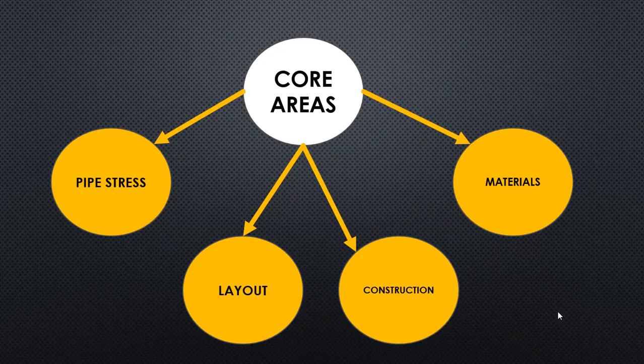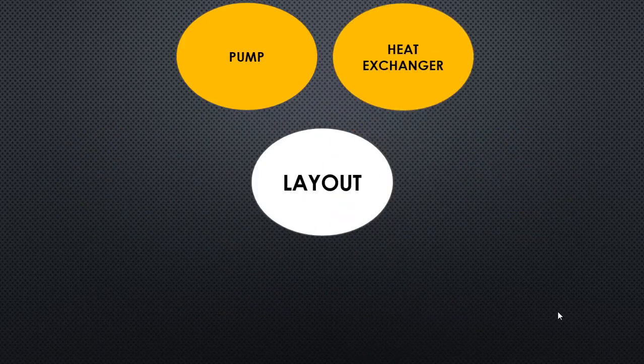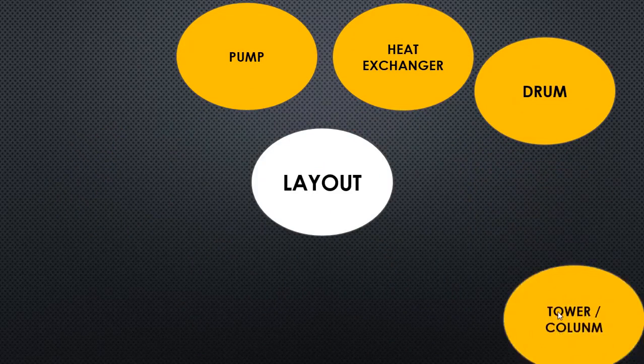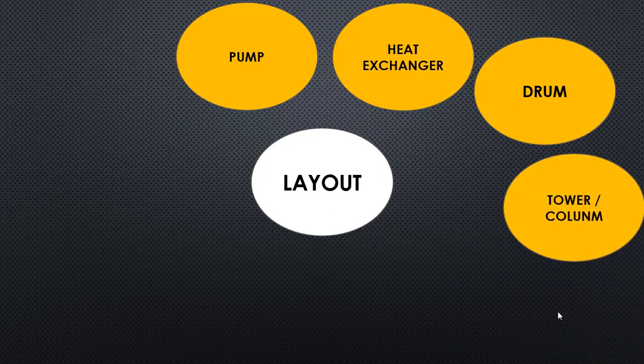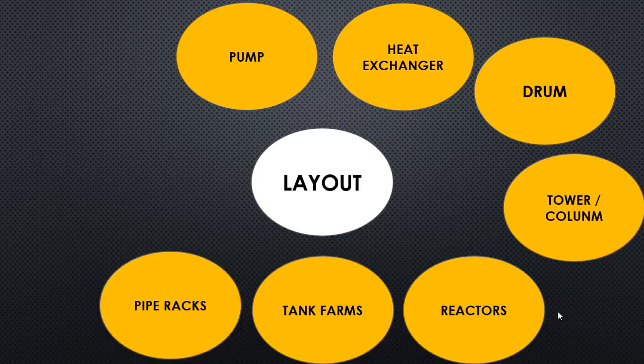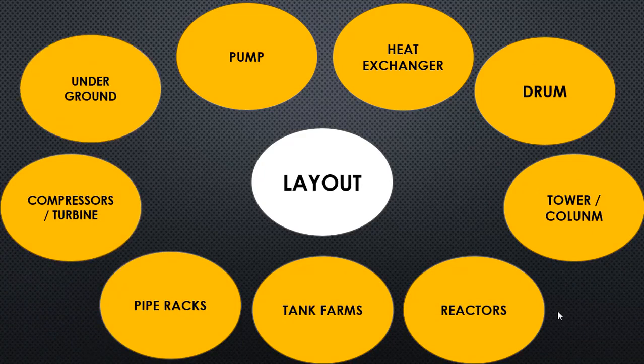Let's go a little bit in depth to understand what the subtopics involved in these areas are. Let's start with layout. When we talk about layout, it is known as piping layout. So you must know the piping for pumps, piping for heat exchangers, piping for drums, piping for towers and columns, piping for reactors, piping for tank farms, piping for pipe racks, piping for compressors and turbines, and underground facilities. At least you must have a good knowledge about these areas before being recognized as an expert in piping design. Let's move on to the next topic.